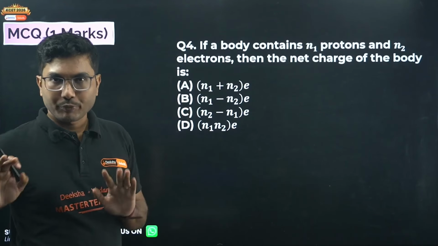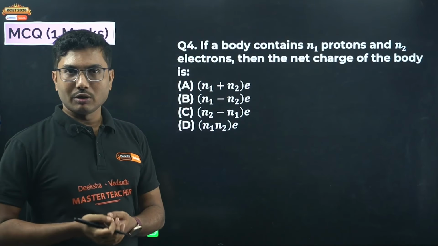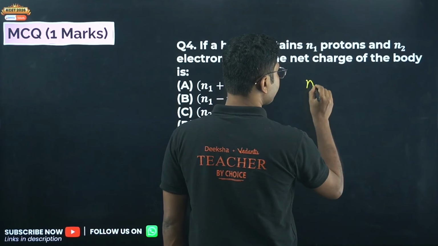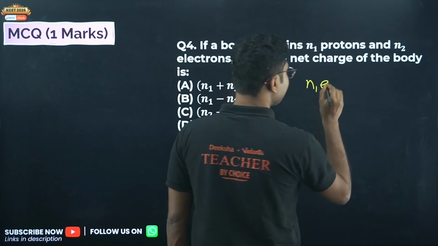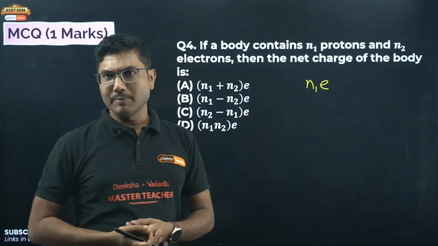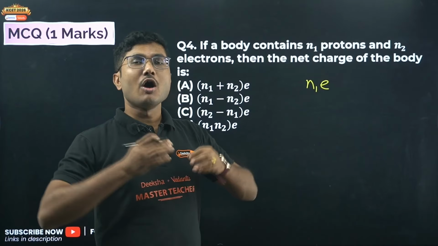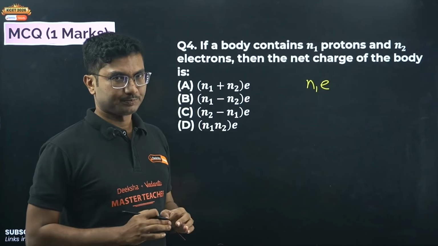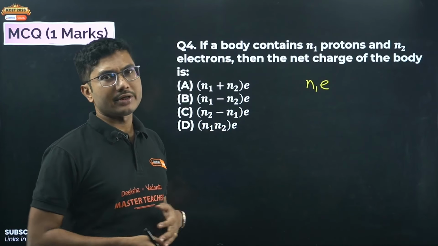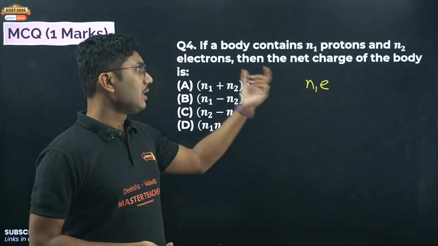No need. We know that the charge of a proton is always positive. So what is the total charge of the protons? Total charge of the protons is the number of protons times the charge of a proton. Now the charge of a proton, interestingly, is the same as the charge of an electron. Only thing is, proton is positive and electron is negative. So this is the total charge of the protons.